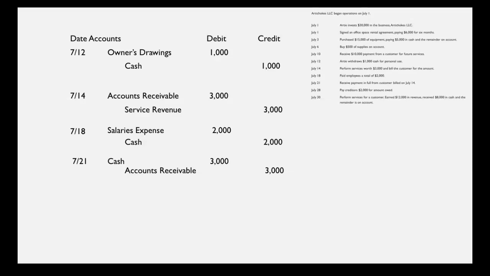And now you'll notice we did not affect our revenue account again here because we didn't earn any more money. We didn't do any more work to earn more revenue. All that happened was people that owed us paid us. And so we need to show that our cash is going up and our accounts receivable is going down.